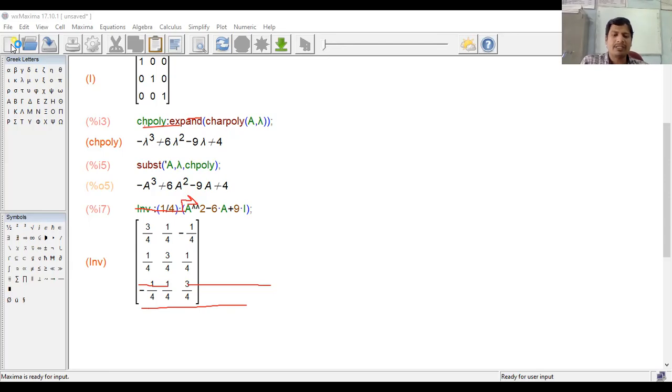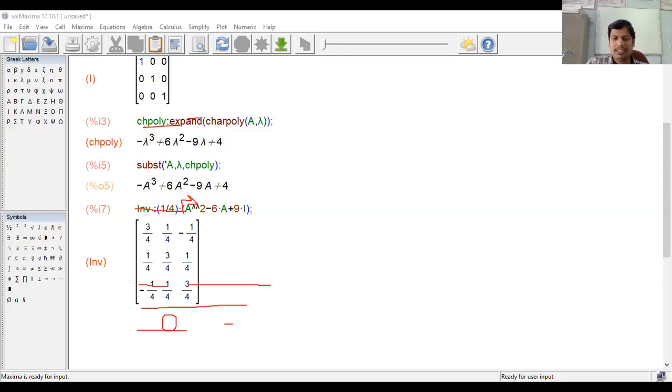After simplification, the substitution is there. This one, SUBST, is important: dash of A comma lambda comma characteristic polynomial. Then semicolon. Then you press shift enter. Shift enter gives minus A cube plus 18A square minus 81A plus 108. Simplification. After that, we finally go to the inverse.